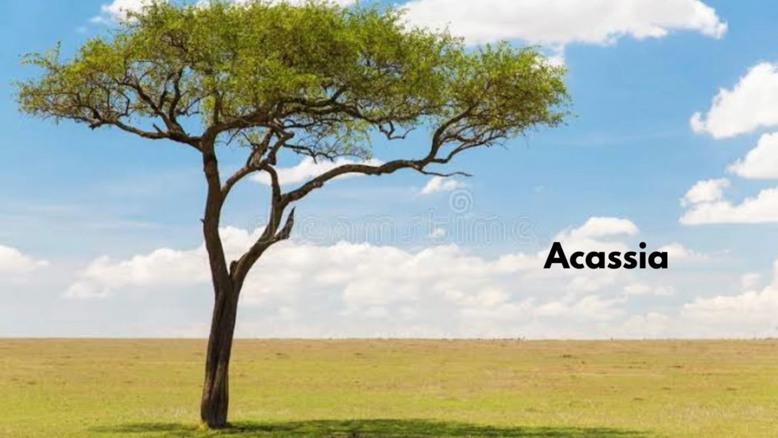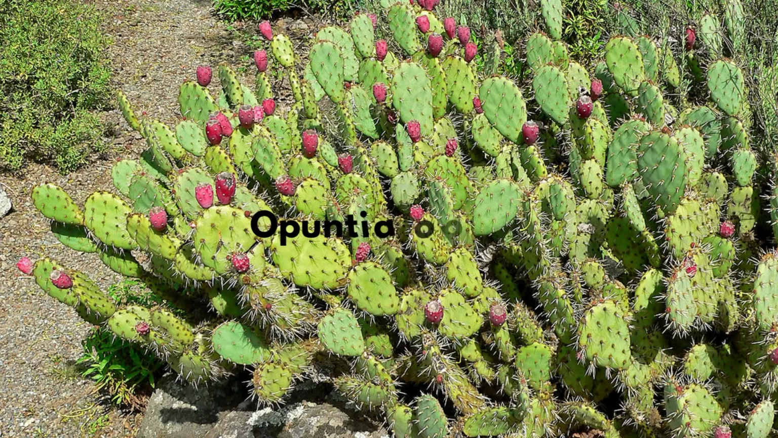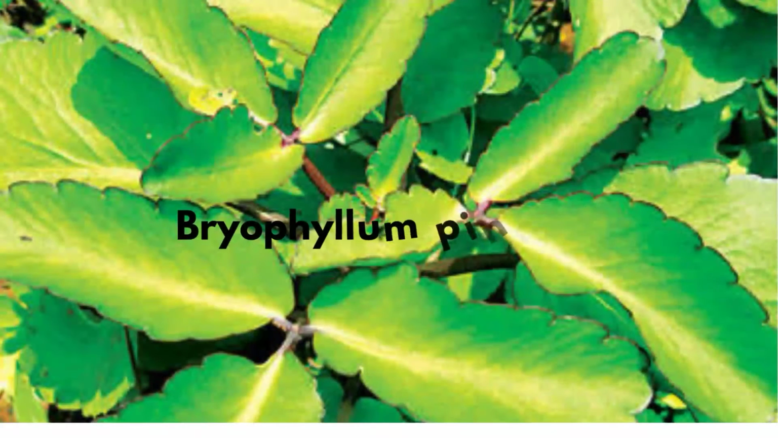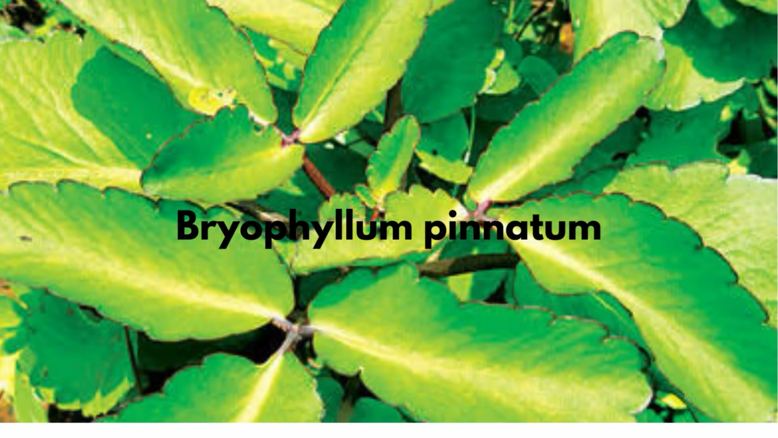Another example is acacia, but it is important to note that cactus is the predominant plant in the desert, as tested by JAMB last year. Another example is Opuntia. A lot of these plants are desert plants. Another example is Bryophyllum pinnatum. This plant is also called resurrection plant.